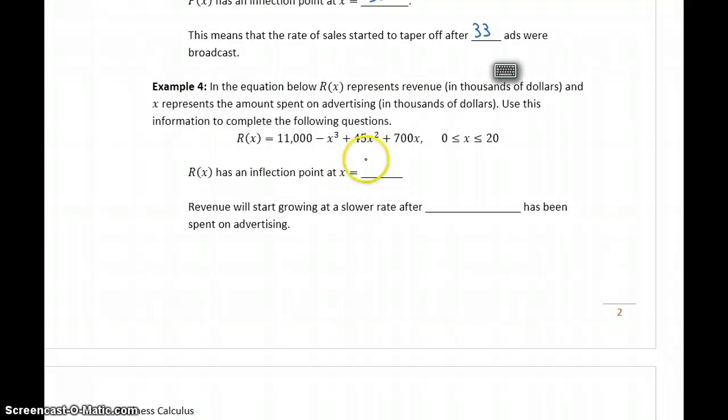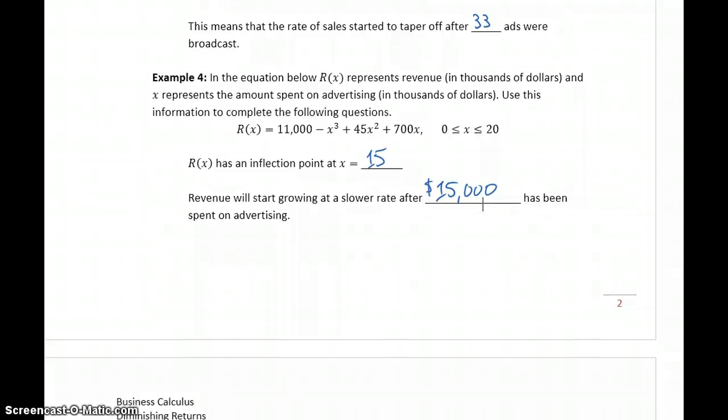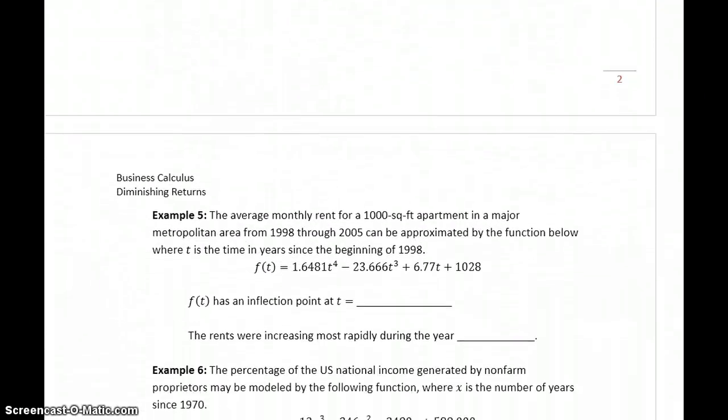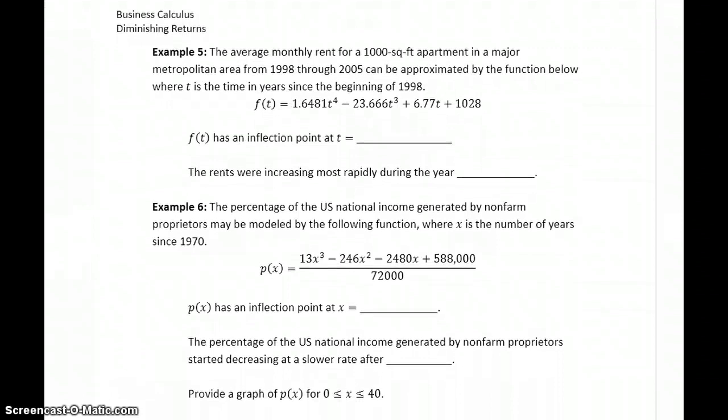So in this case, we have an inflection point at x equals 15, which means revenue will start growing at a slower rate after, since in this case that's in thousands of dollars, after $15,000 has been spent on advertising. So again, keep in mind, we're still making increasing revenue after that. It's just not increasing as quickly as it was during that initial run, prior to and up to spending that $15,000.